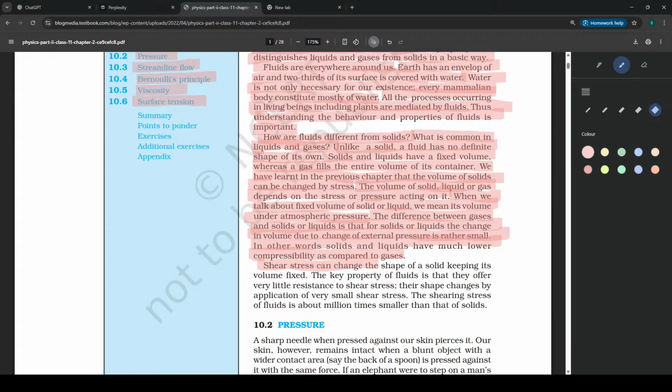Shear stress can change the shape of a solid, keeping its volume fixed. The key property of fluids is that they offer very little resistance to shear stress. Their shape changes by application of very small shear stress. The shearing stress of fluids is about a million times smaller than that of solids.